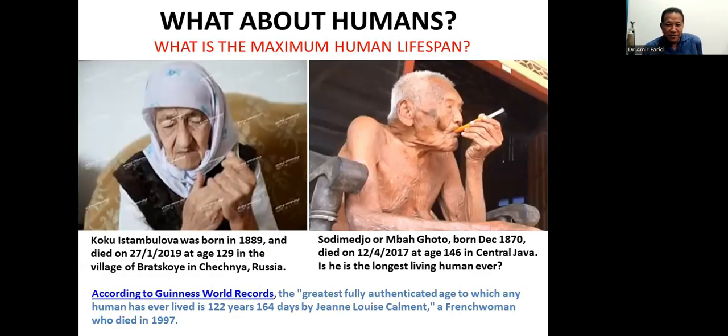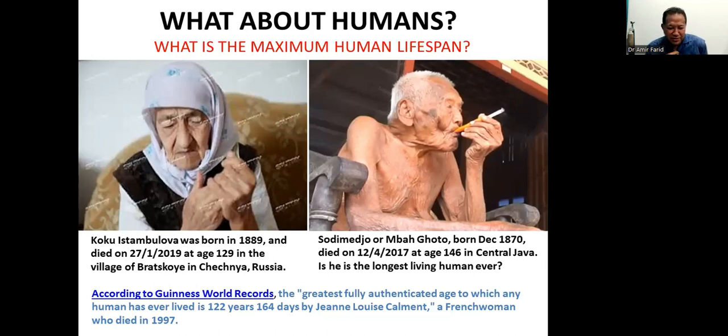Finally, what about humans? What is the maximum human lifespan? Okay, here on record, for a woman, born in 1889 and died in 2019, age 129 in Russia. And here for a man, but I think this is not substantiated, this person was supposed to have lived till 146 years in Central Java, died in 2017.